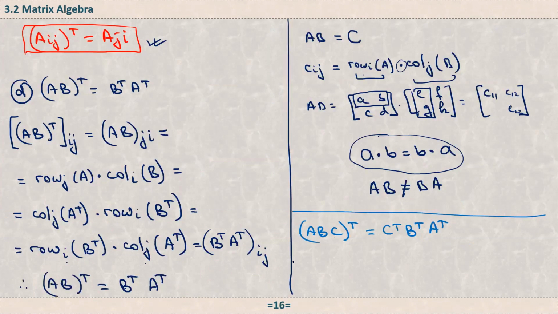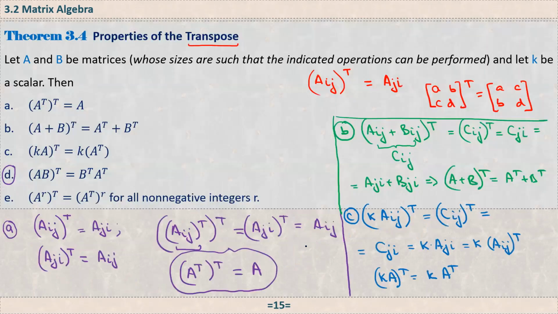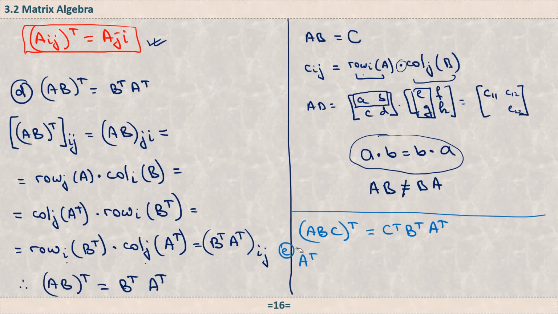I think it is not so difficult to see this, since it is the last one. We have (A to the power of R) transpose. And we know the definition of power: A to the power R means the matrix A is multiplied by itself R times. Here, of course, R is a non-negative integer. So we have A times dot, dot, dot, times A. How many A's do we have? R A's, and here we have the transpose.